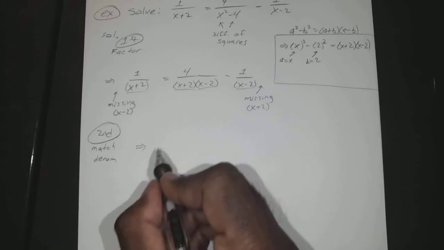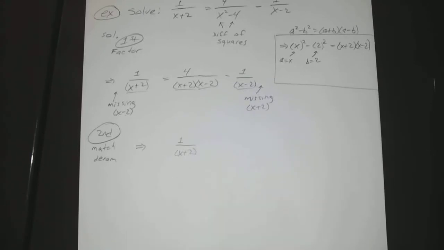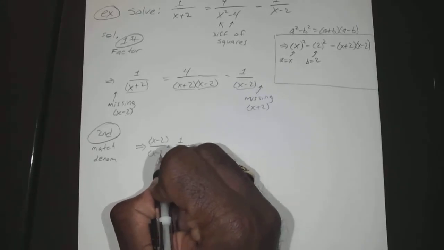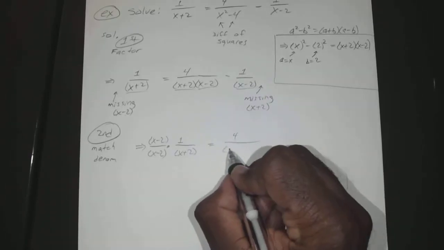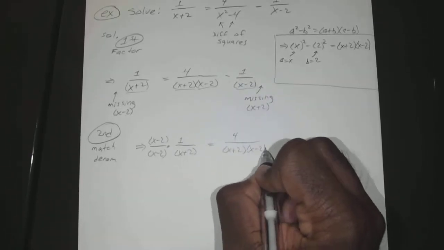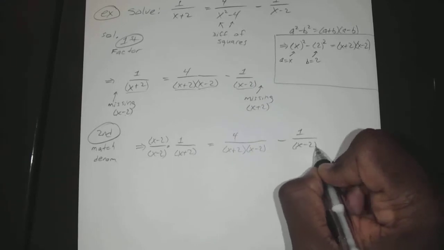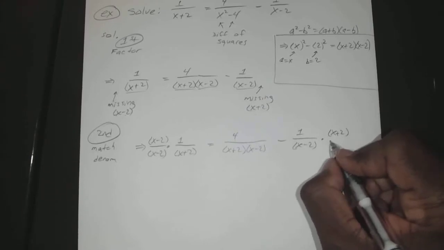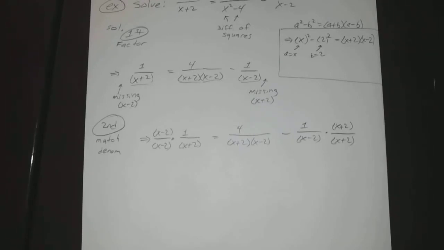Okay, so that means if we're missing an x minus 2 here, our 1 over x plus 2, we're just going to multiply that by x minus 2 over x minus 2. So that equals 4 over (x plus 2)(x minus 2) minus 1 over x minus 2. That's missing an x plus 2, so it's times x plus 2 over x plus 2. Okay, so now all of our denominators match on both sides of the equal sign.